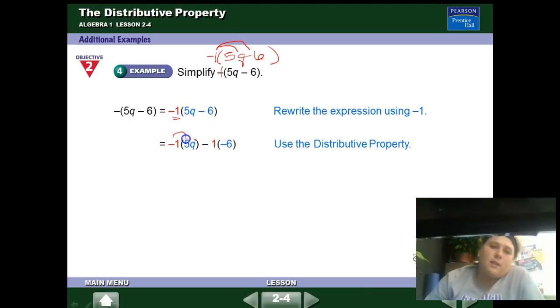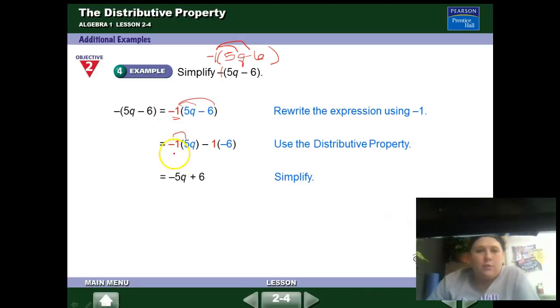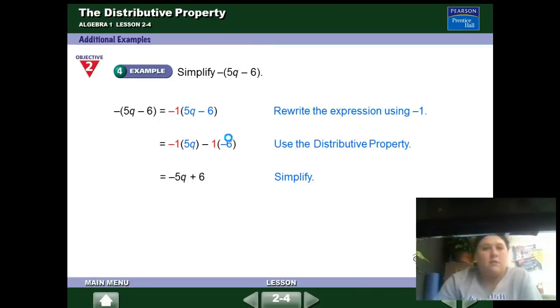So negative 1 times 5q, and then big rainbow, negative 1 times 6. When you simplify this out, you get negative 1 times 5 is negative 5, and then your q. Negative 1 times negative 6, because you can convert that to an addition. Negative 1 times negative 6 is positive 6. This is once again as simplified as you can get. You've combined your like terms.